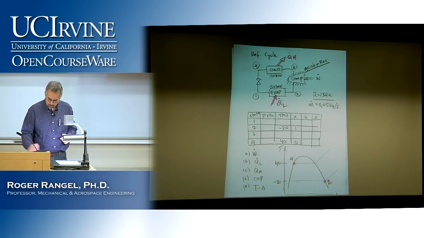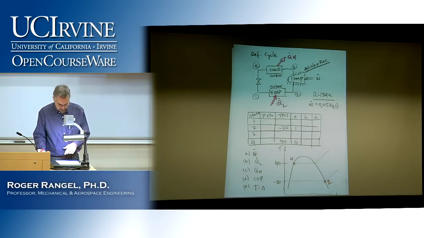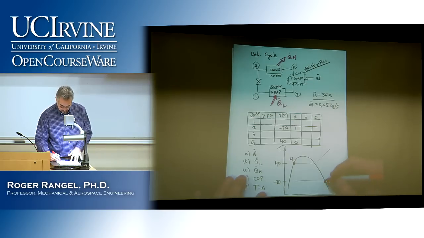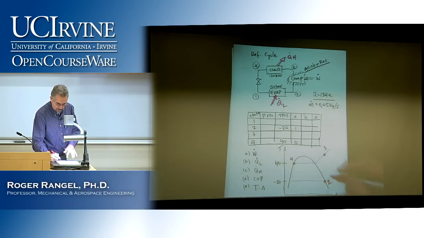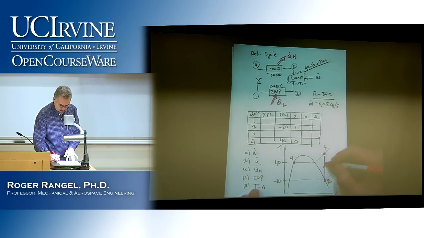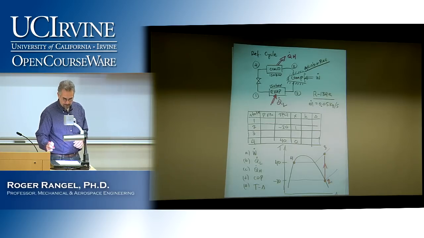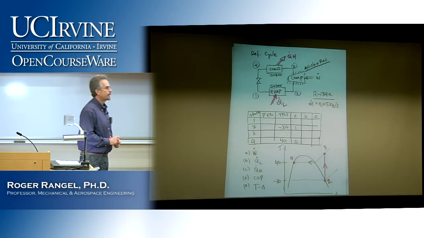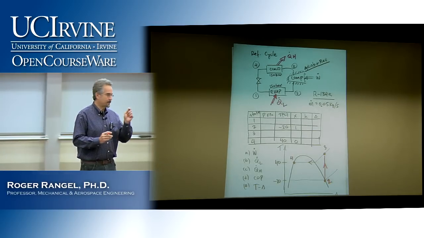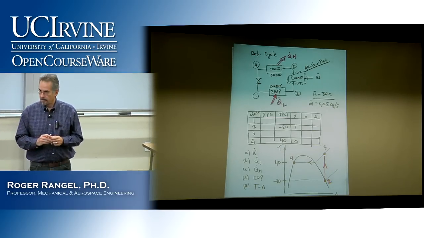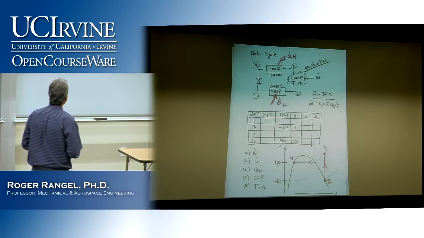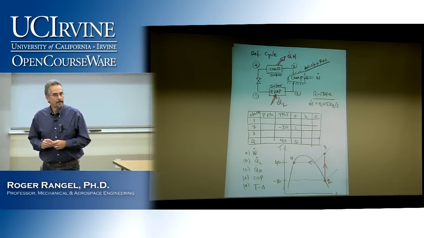Okay? So where is 2? I mean, where's 3? Right above 2 on that isobar, right? So go straight up. That's 3. Because this process is isentropic. And it has to go from the low pressure to the high pressure. All right, good. Where is 1? And that was where a lot of people slipped. Where is one? Anybody knows?